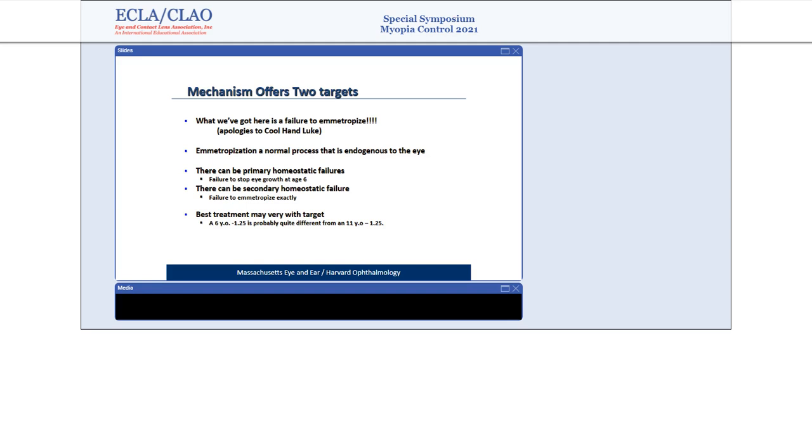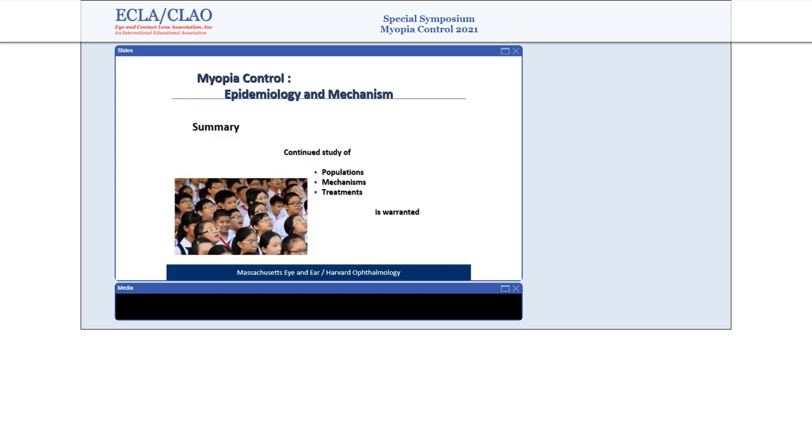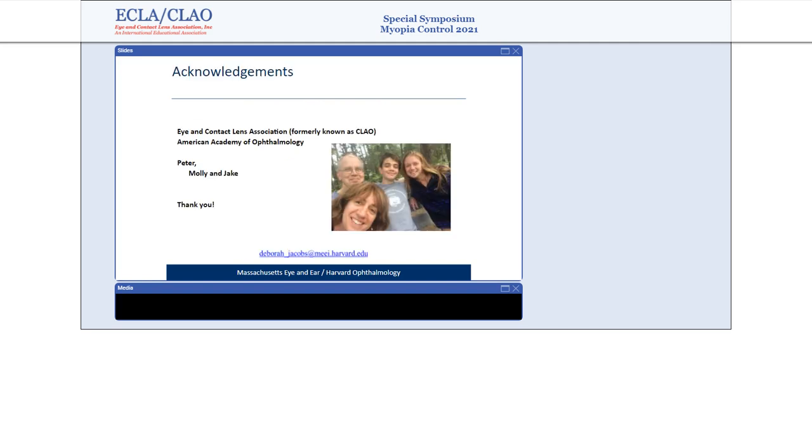Indeed, for treatment or control of myopia, we have a failure to emmetropize. Emmetropization is a normal process that's endogenous to the eye. There can be homeostatic failures that are primary, that is a failure to stop eye growth at age 6, and there can be secondary homeostatic failures where there's a failure to emmetropize exactly. The best treatment may vary with the target, that is the age of the subject. There's emerging evidence supporting outdoor time, pharmacological agents, and optical intervention, and we'll hear more about all of them through the course of our program. In summary, in order to control myopia, we're going to have continued study of populations, mechanisms, and treatment.